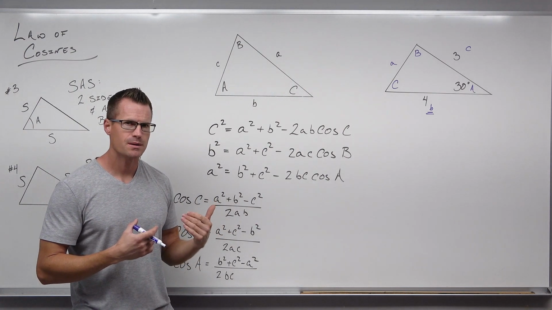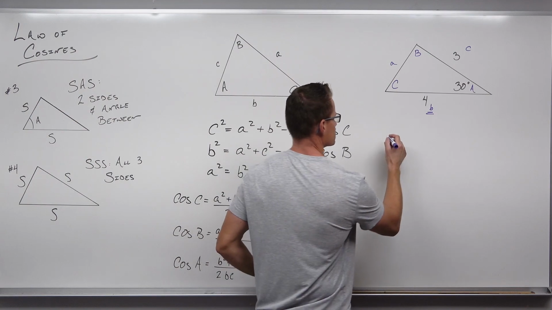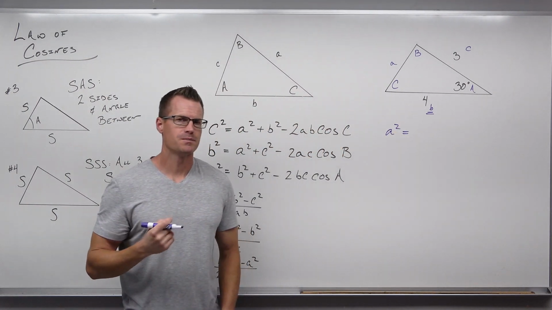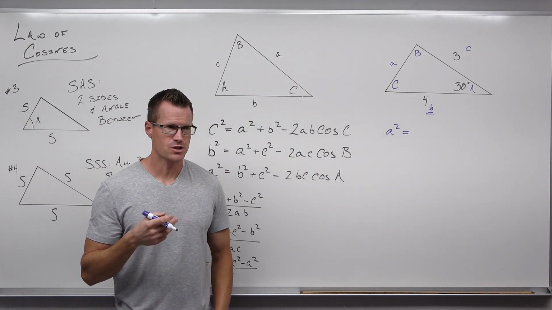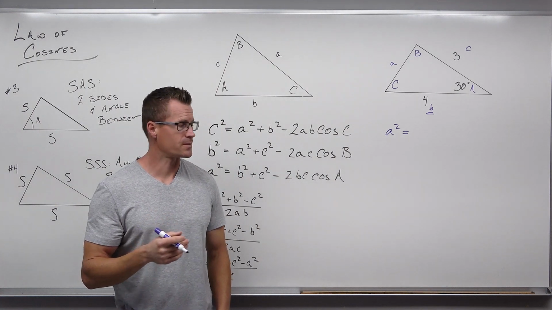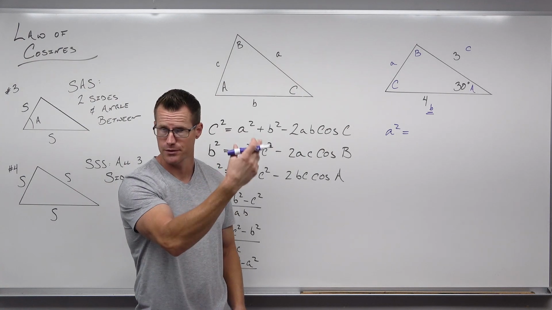If you're more of a concept person, like I am, we write down the side that we're missing. We think this is basically like the Pythagorean Theorem. It's just I have an angle between the two sides that I know. And so what I'm going to do is I'm going to say, okay, a squared is going to equal 3 squared plus 4 squared, the other two sides.